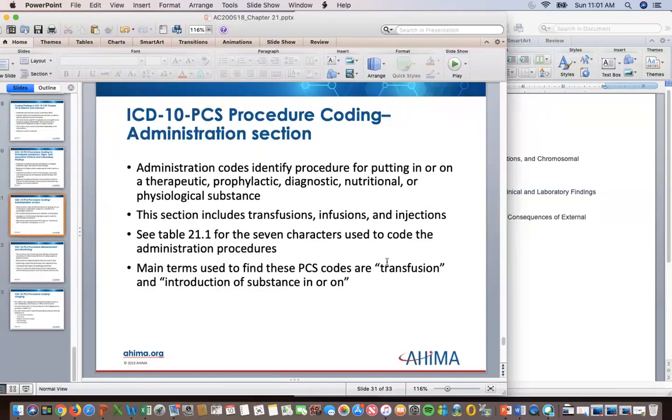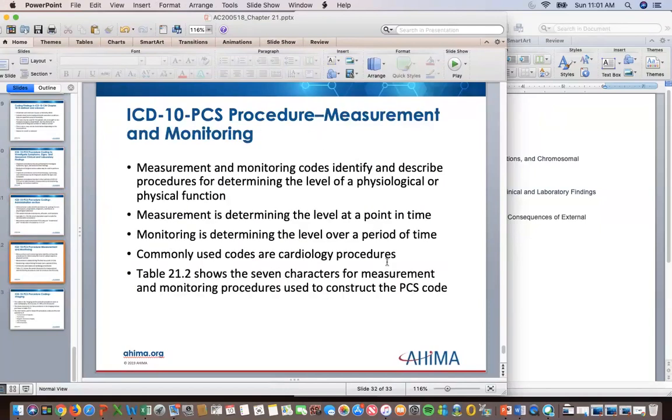So any of those diagnostic measures are something that you're going to pull from the procedure section. Administrative codes identify procedure for putting in or on, and you've learned that in a separate class totally from our diagnosis class. Again, the 7 characters are used to code administrative procedures. Main terms used to find the PCS codes are transfusion, introduction of substance in or on, measurement, monitoring, etc. Those are some that you will maybe be picking up.